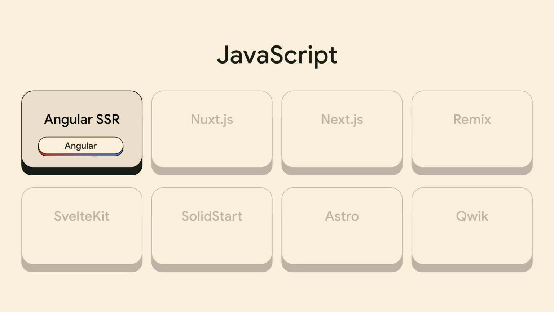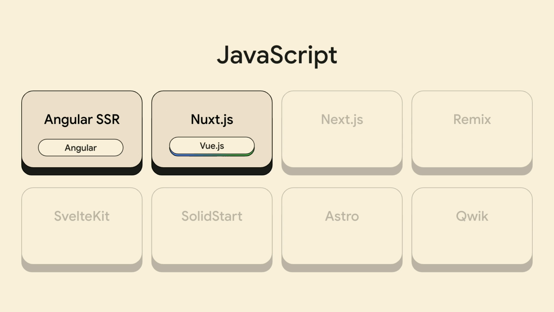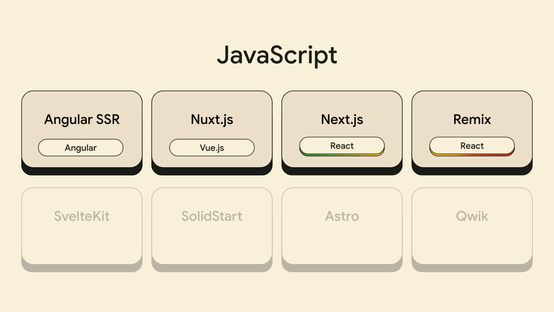So Angular SSR is the server-side rendering. That's what SSR stands for, server-side rendering. It's the server-side rendering framework for Angular. Nuxt is the server-side rendering framework for Vue.js. You're noticing the pattern here. Next.js and Remix, both of these are server-side rendering frameworks for React.